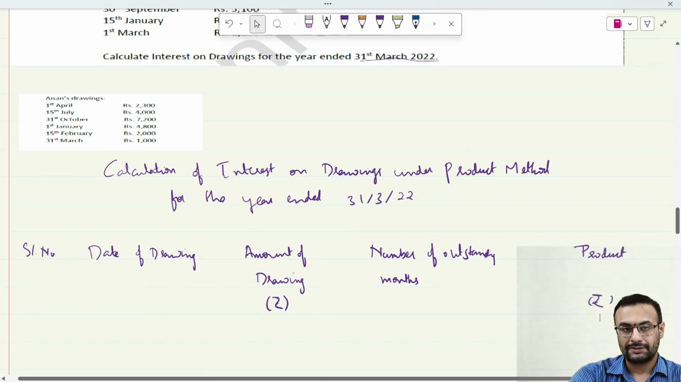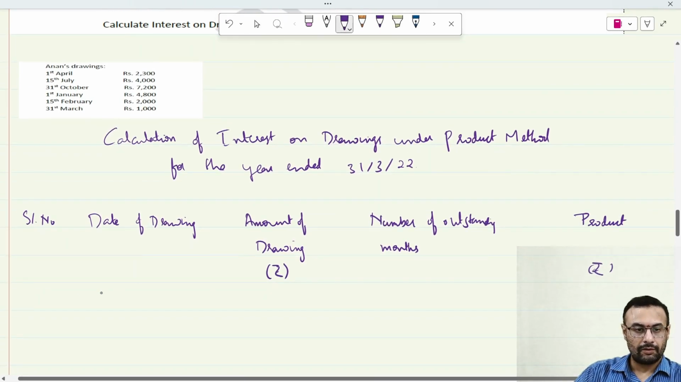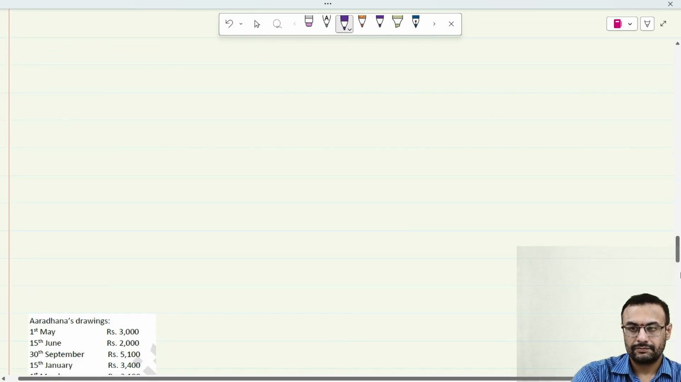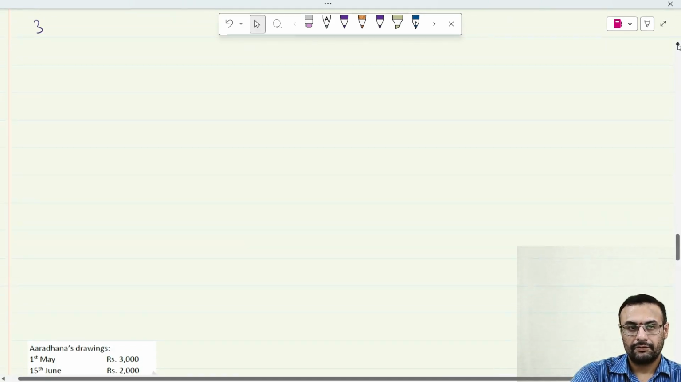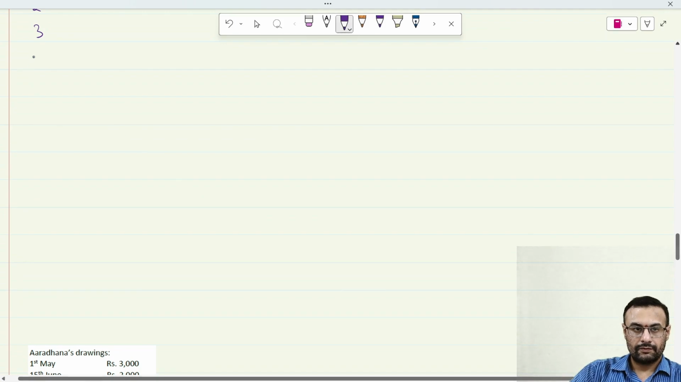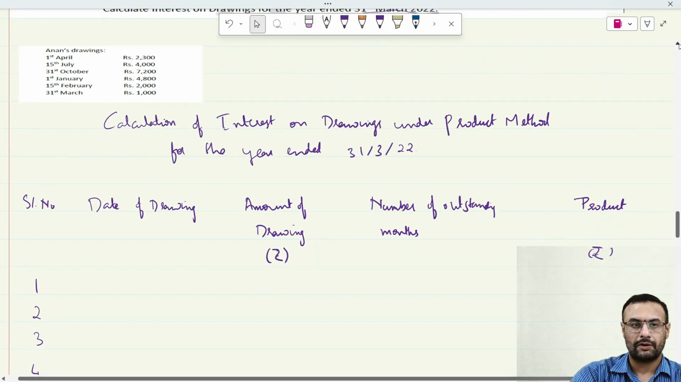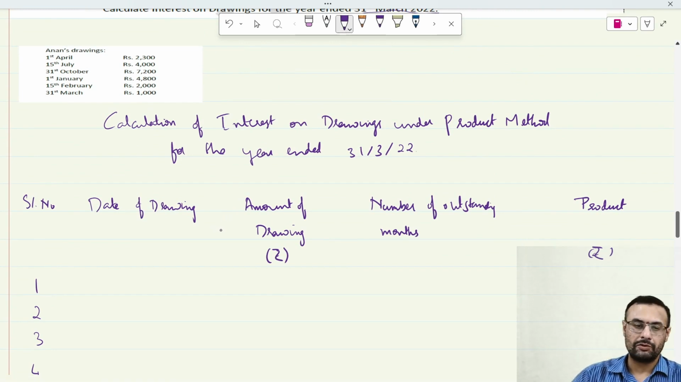Then let us copy the data. How many drawings are there? 1, 2, 3, 4, 5, 6. Serial number 1, 2, 3, 4, 5 and 6. Six drawings are there, and if you can see the problem, everything has been done on the first of the month, middle of the month or end of the month. This is the way the PU board will test.